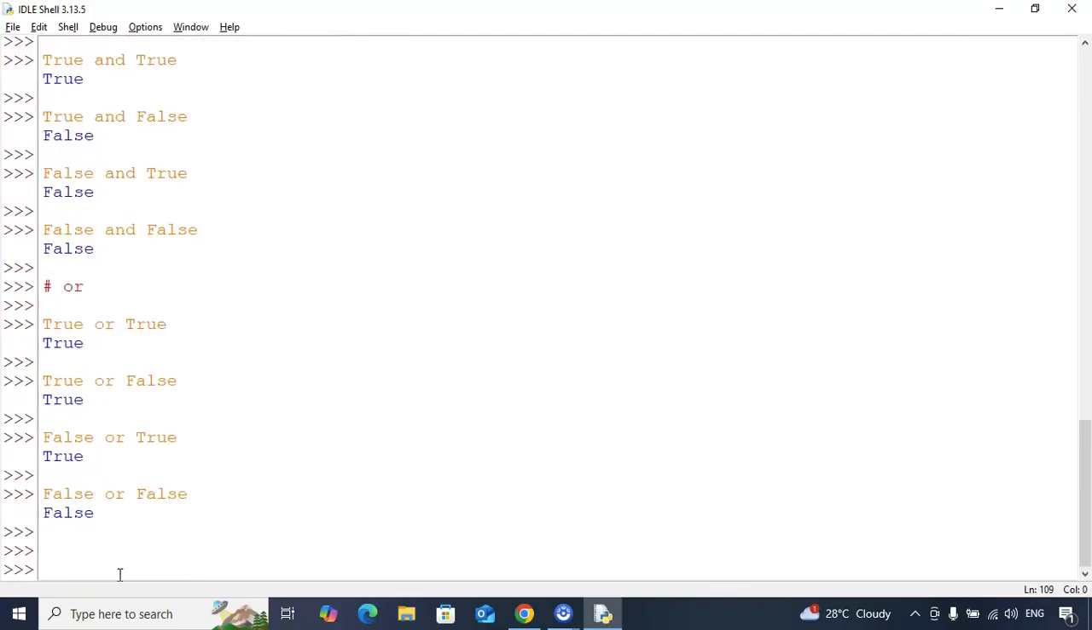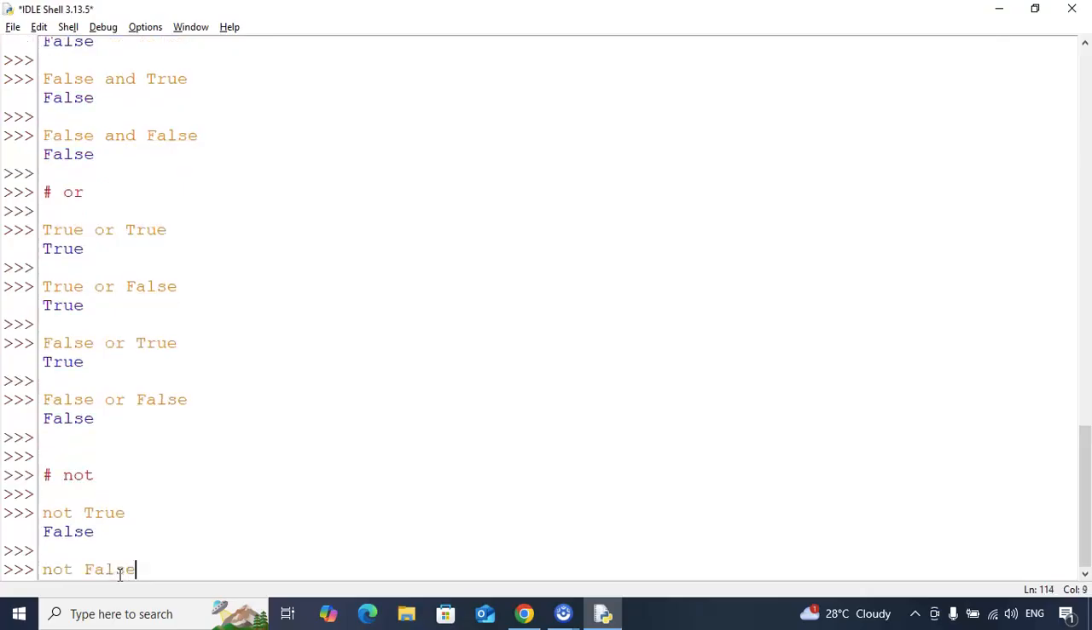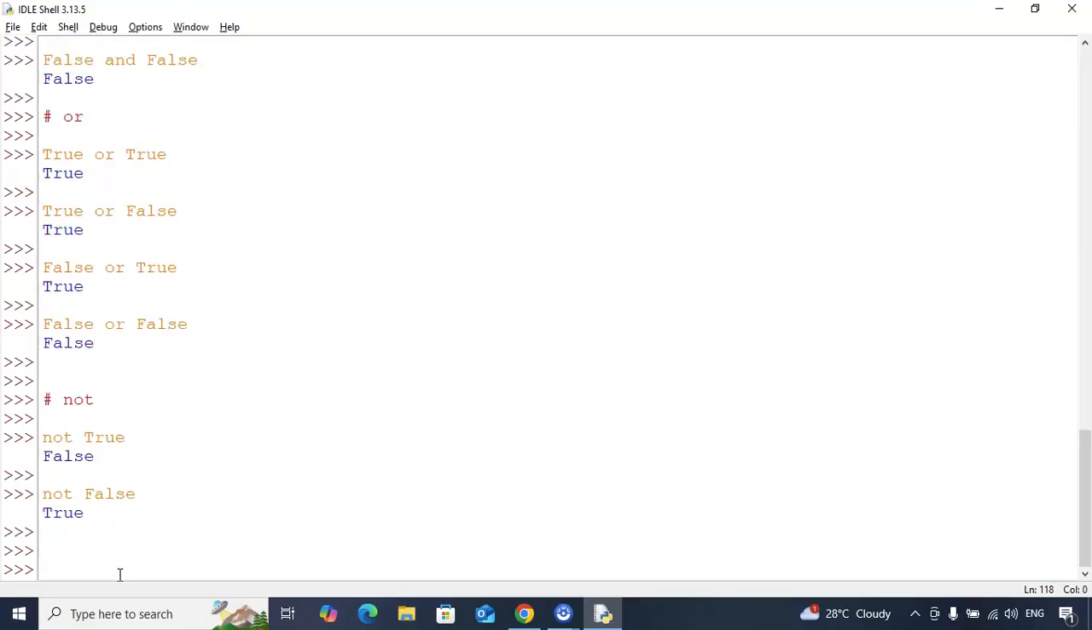When Mark says, "I am John or I am 18 years old," in this case, both the statements are false. None of them is true, so the entire statement becomes false, right? The last logical operator is NOT. What is NOT? It returns true if the operand is false, and it returns false if the operand is true. So if you say not true, what is the meaning of this in English? Not true means false. Similarly, not false is true. Straightforward, right? So these were the logical operators AND, OR, and NOT.